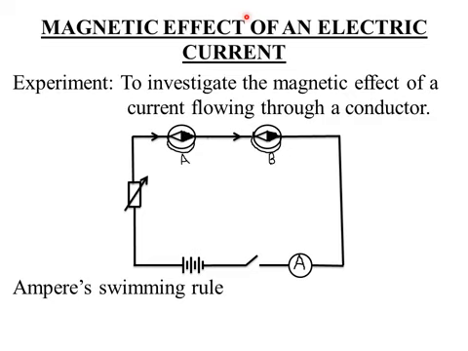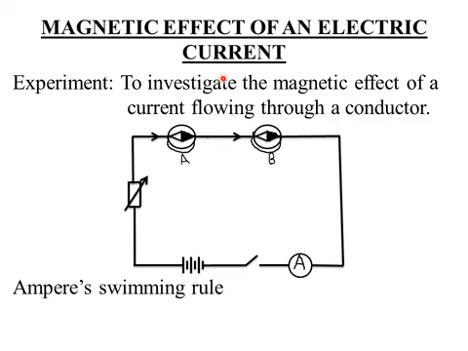Today we are looking at the magnetic effect of an electric current. We have a professor of physics called Hans Oersted, who discovered the magnetic effect of an electric current. He discovered that a conductor carrying current has a magnetic field around it, although various scientists contributed to that discovery.